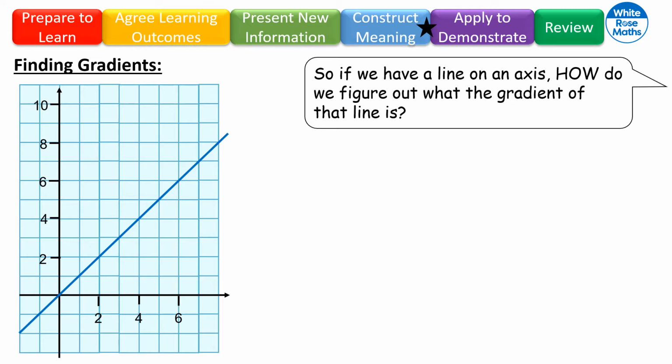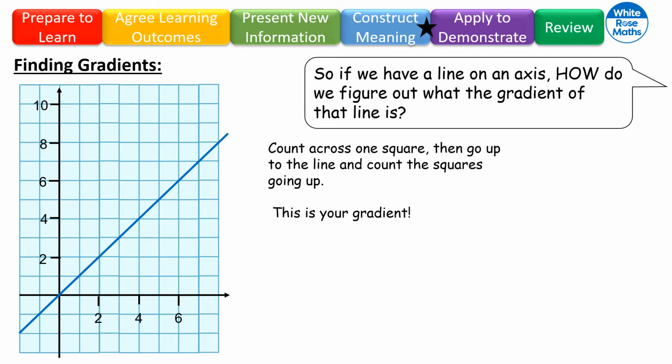Okay, so on here we've got a graph with a line on, and I want to know what the gradient of that line is. So what we're going to do is count the squares. If you count one across one square and then go up to the line that's given, you will be able to find out what your gradient is. I'm going to show you how that works.